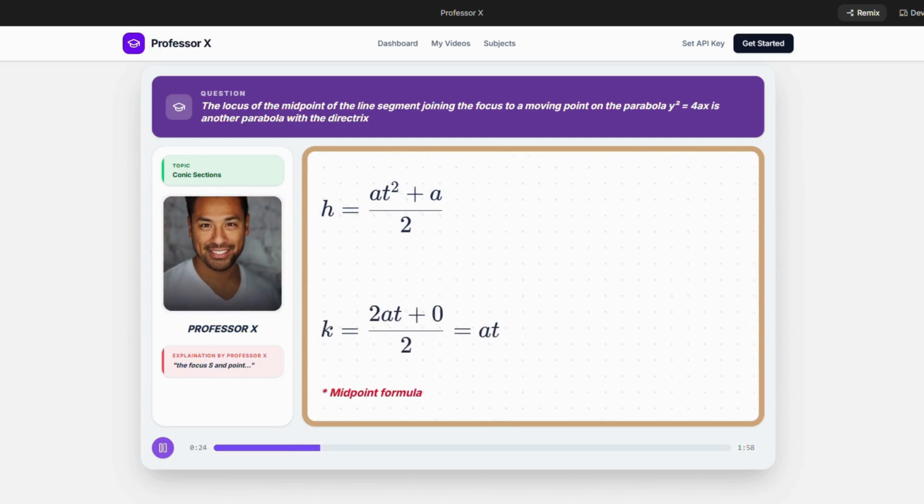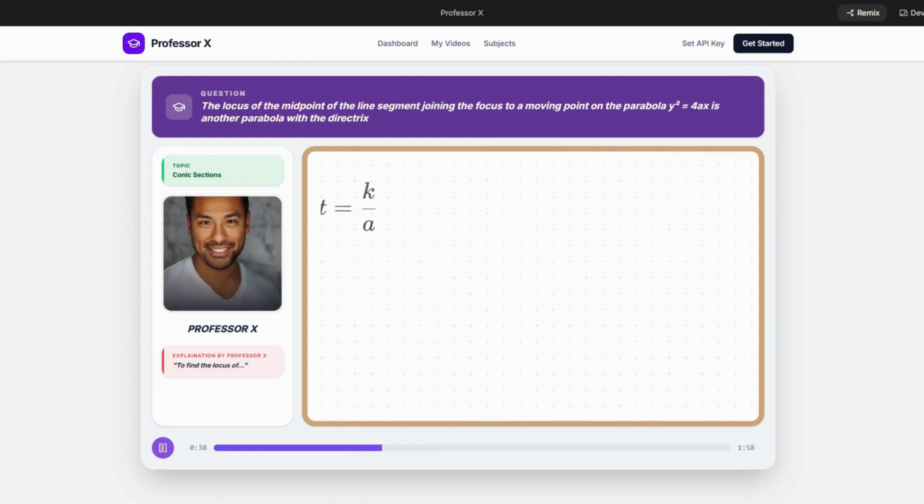and point P. Applying the midpoint formula, the x-coordinate h is the average of the x-coordinates of S and P, and the y-coordinate k is the average of their y-coordinates. To find the locus of point M, we need to eliminate the parameter t. From the y-coordinate equation, we can easily isolate t as k divided by a.